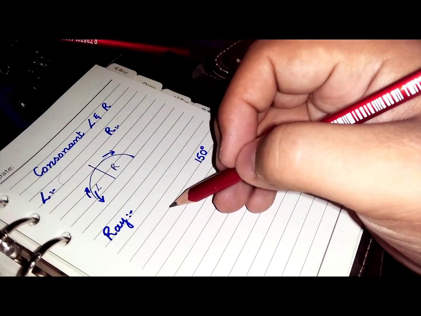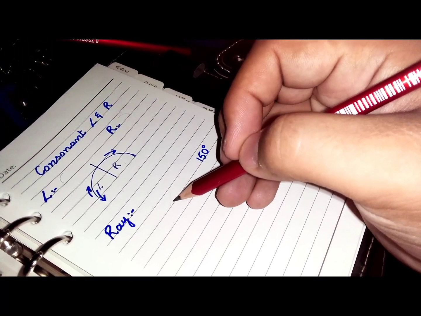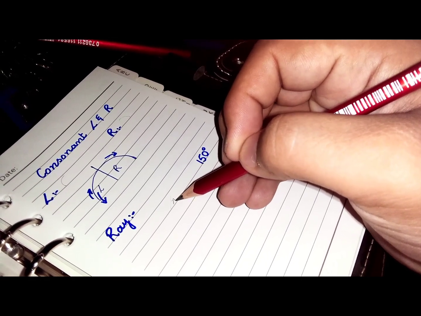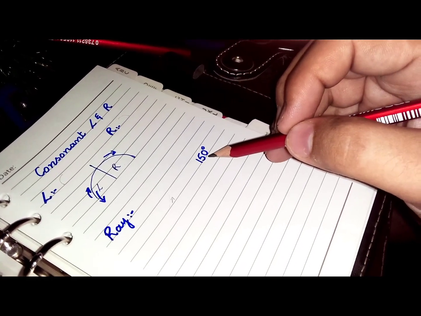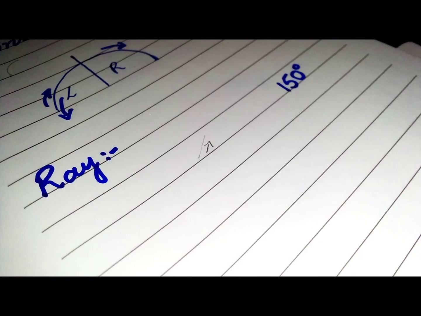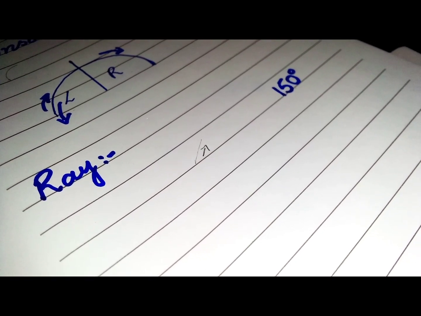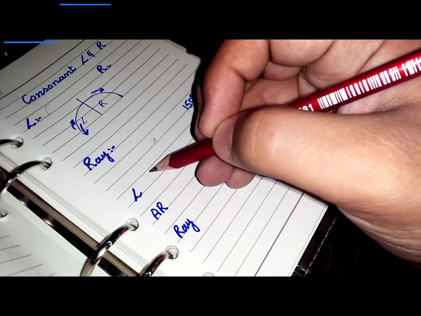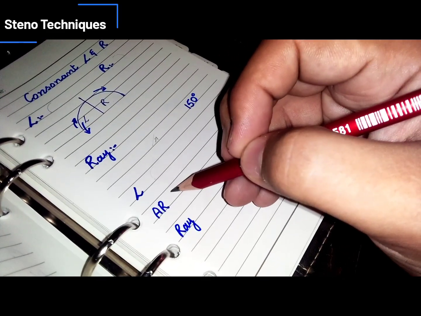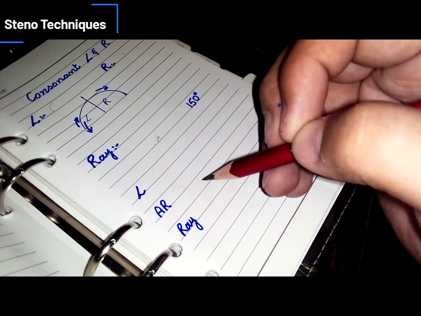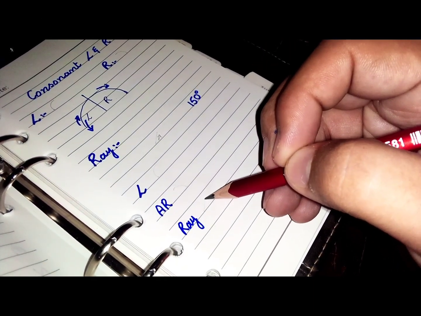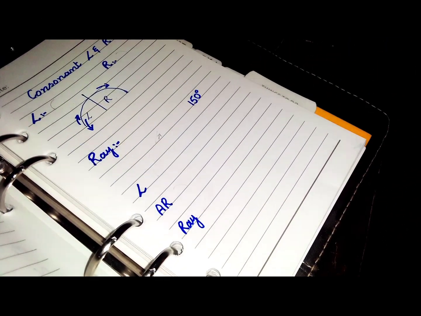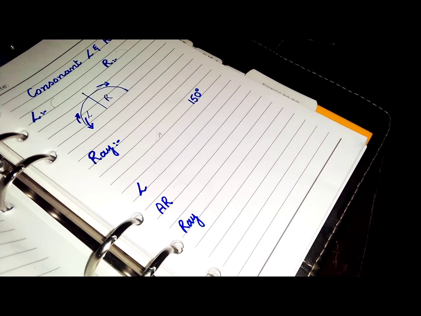Ray is represented by a straight line upward at the angle of 150 degrees. This is commonly joined with straight strokes like itself. Here I am writing to clarify to you all. L, R, Ray. Very easy to write, if you will hold the pencil smoothly.